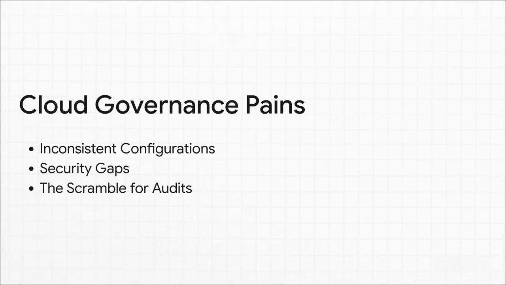And look, this isn't just an annoyance, right? It has real consequences. We're talking about inconsistent configurations that drift apart and cause weird reliability issues. We see massive security gaps open up just because someone deployed a resource with a public IP by mistake. And oh yeah, the best part, that frantic scramble just before an audit, trying to piece together proof that you've actually been following the rules. It's like the Wild West out there, and the sheriff is nowhere to be found.